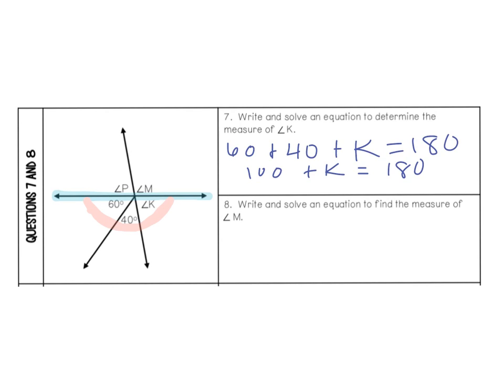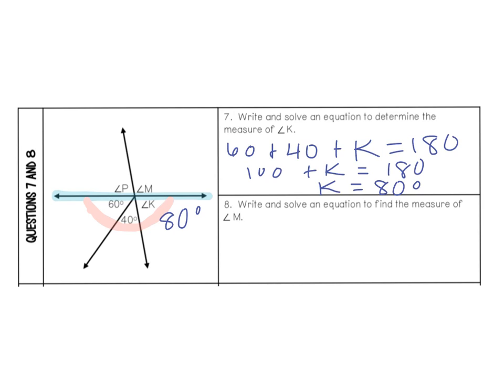And then when I subtract 100 from both sides, you would get that K is equal to 80 degrees. So I'm going to fill K in here as 80. All right, now we want to find the measurement of angle M.